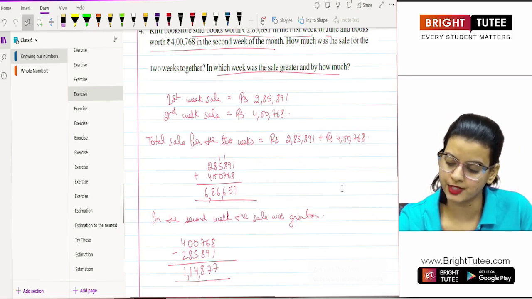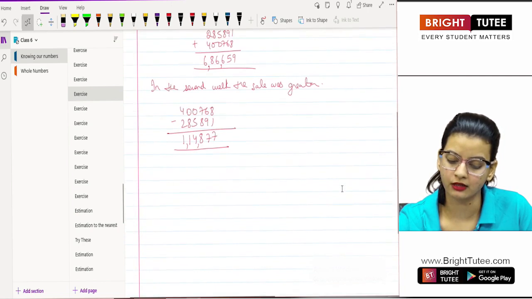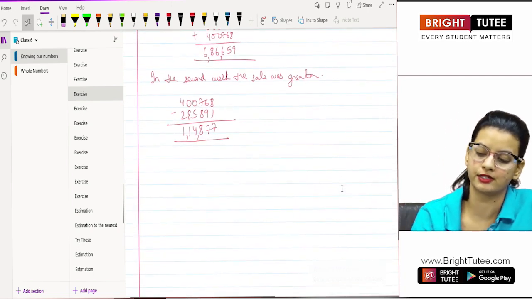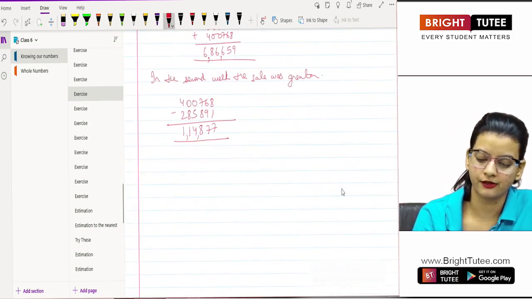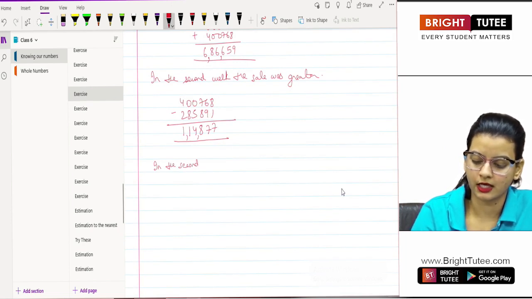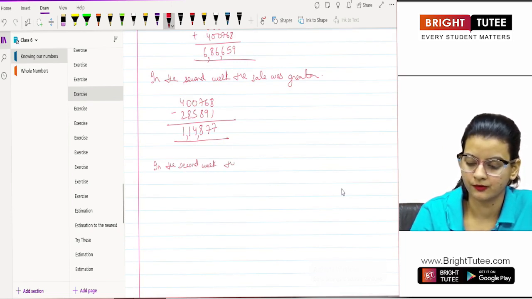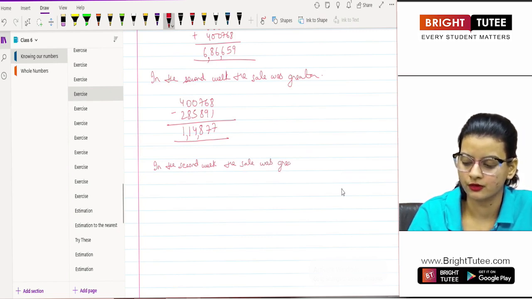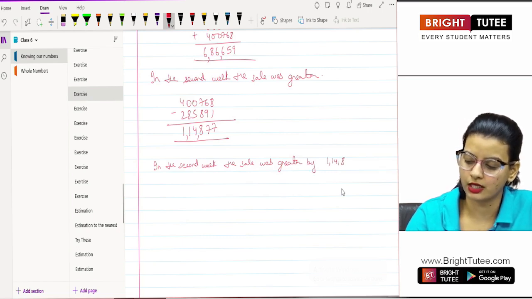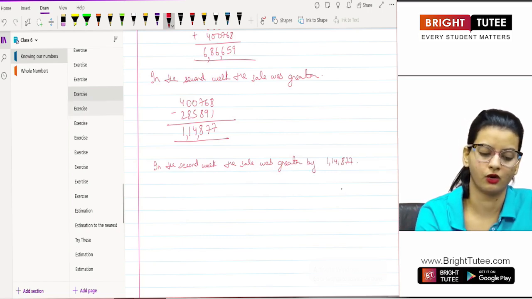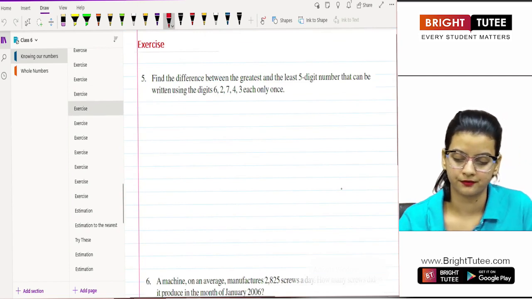In which week was the sale greater and by how much? So, in the second week, the sale was greater by 1,14,877. So we will say that in the second week, the sale was greater by 1,14,877.